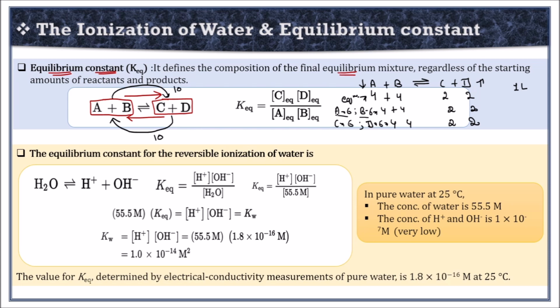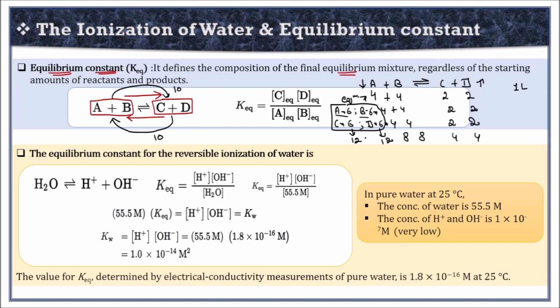Okay, now the thing is, we don't always start with the same concentration. We may consider that we start with 12 moles of C and 12 moles of D. Then what will be the equilibrium concentration? In that case, by considering our example, the equilibrium concentration will be 4, 8, 8, and this will be 2, 4 plus 4. Okay, so this will be our final concentration at equilibrium.